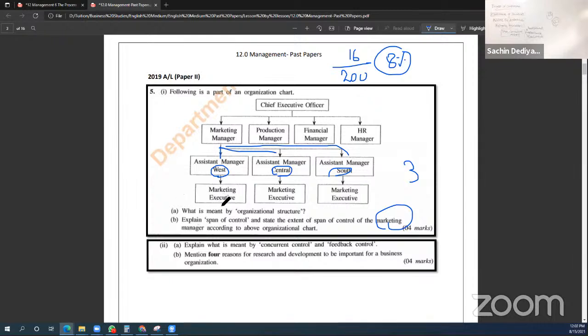But never we take those marketing executives, right? Because the marketing executives are directly [not] reporting to the marketing manager. They report through the assistant manager, right? They don't report like this, right? So they do like this. Okay. So that's what when you come to this one, right?